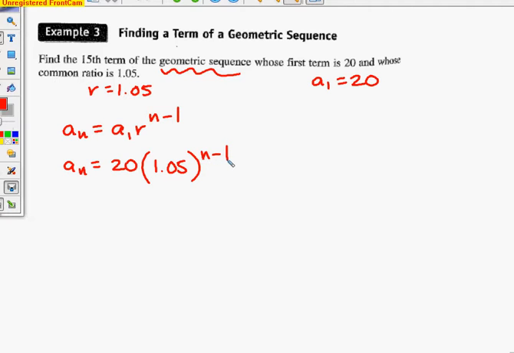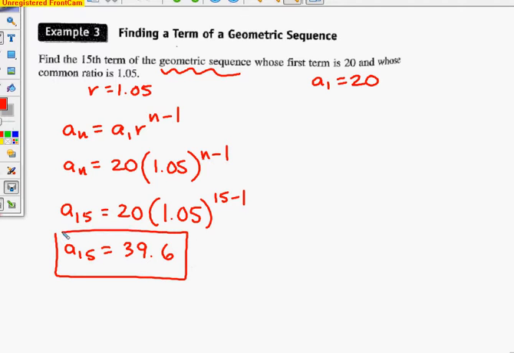Okay. All right, so now we want the 15th term. So what is a sub 15? Well, that's 20 times 1.05 to the 15 minus 1. And now we'll just type this in. I would suggest you use 14 as the exponent, not 15 minus 1. So 20 parentheses 1.05 raised to the 14th. And I get something like 39.6, you get 5986, that rounds up to 39.6. Okay.